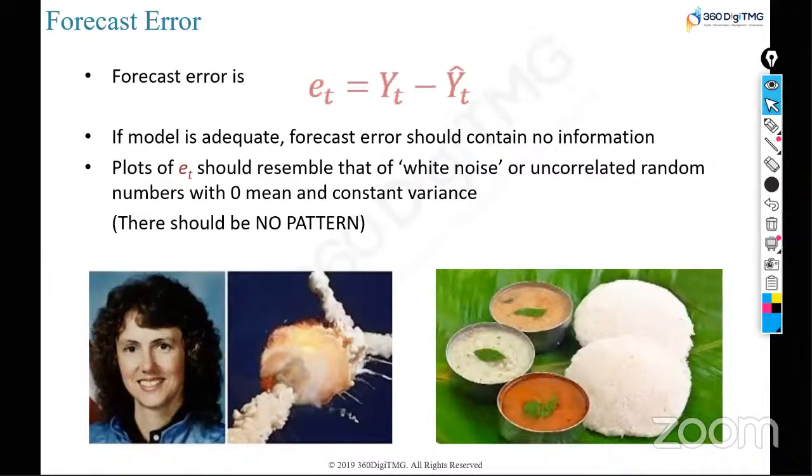Now if the model is adequate, forecast error should contain no information. Plots of et should resemble white noise, or uncorrelated random numbers with zero mean. Let us not go into those details. There are two illustrations given below, which are very interesting. The illustration on the left shows a woman and some kind of a crash. It is a spaceship crash in the year 1986 or 88, I'm not too sure.